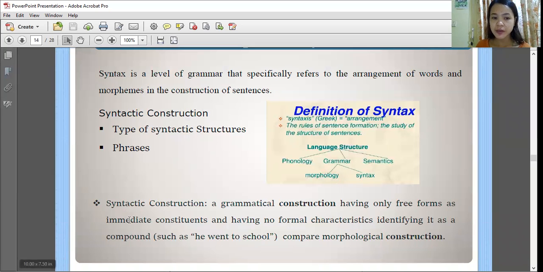And here the meaning of syntactic construction: a grammatical construction having only free forms as immediate constituents and having no formal characteristic identifying it as a compound, such as "he went to school". Compare morphological construction.